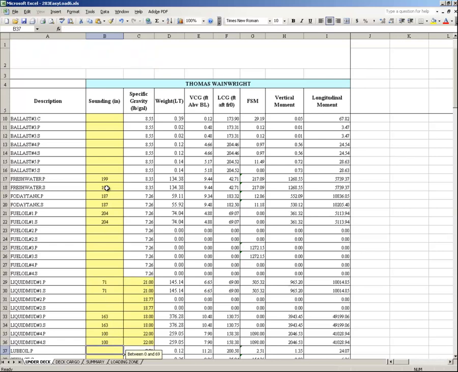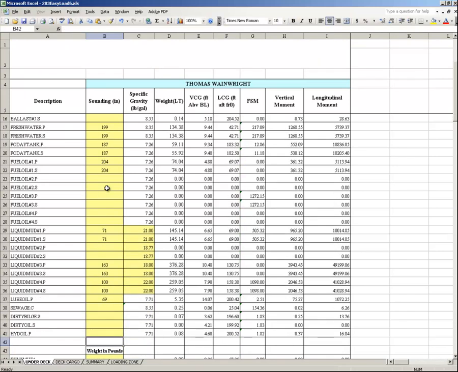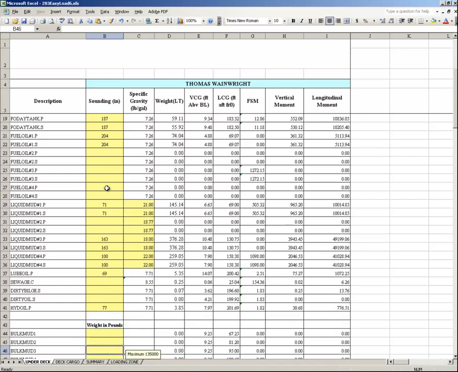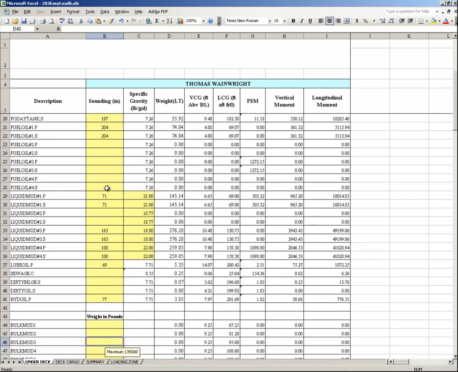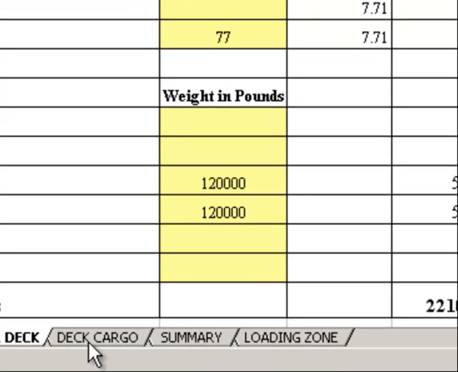If we assume that there is 71 inches of liquid mud at 21 pounds per gallon in tank number 1, and if the liquid mud number 3 is full with 18 pound mud and there is 100 inches of 22 pound mud in liquid mud number 4 tanks, there is also need of lube oil and hydro oil. The certificates show that there is 120,000 pounds of bulk mud in tanks number 3 and 4. Then we go to deck cargo sheet.